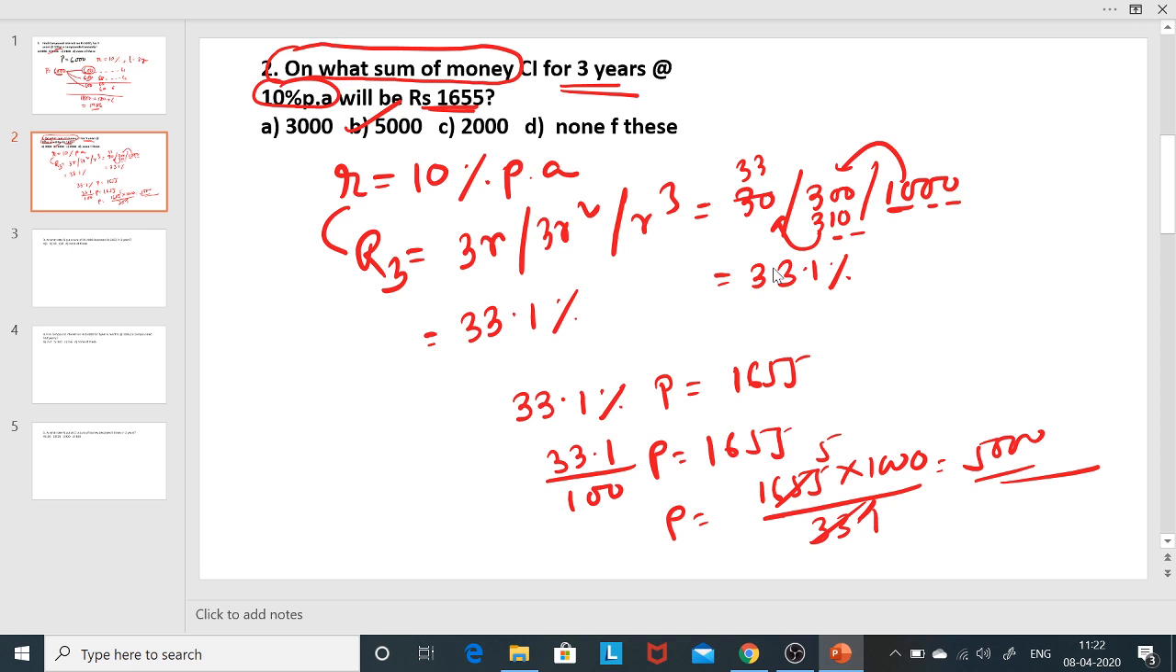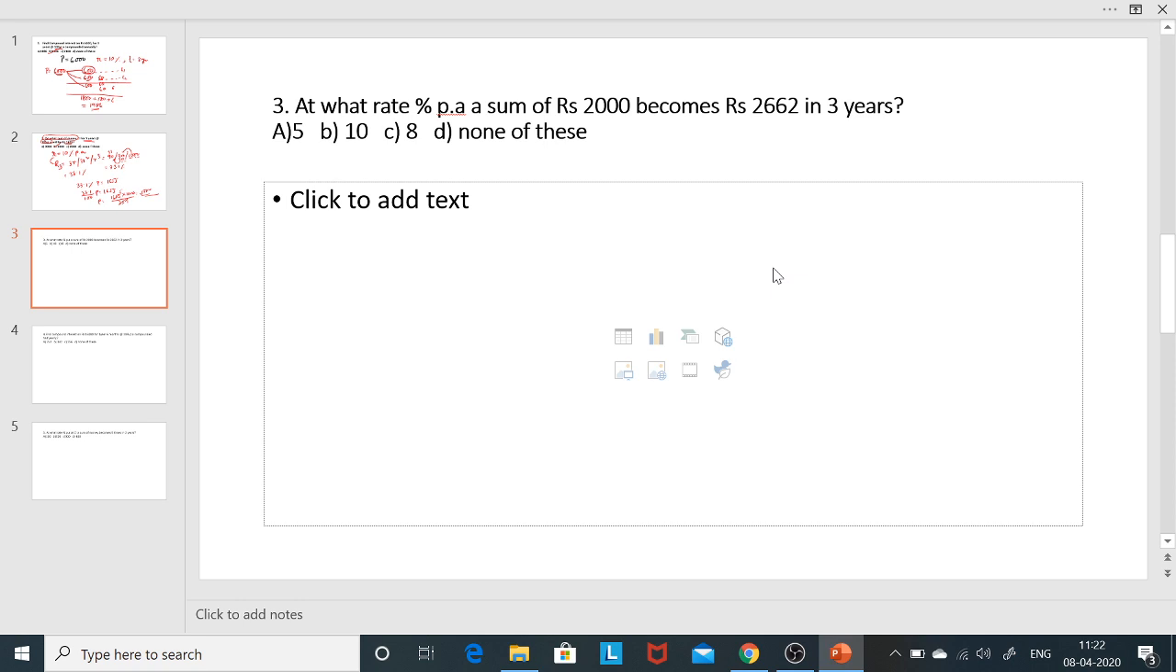Now I hope you have understood this question. Moving on to the next question. Question number 3, you see: at what rate percent per annum does a sum of rupees 2000 become 2662 in 3 years?